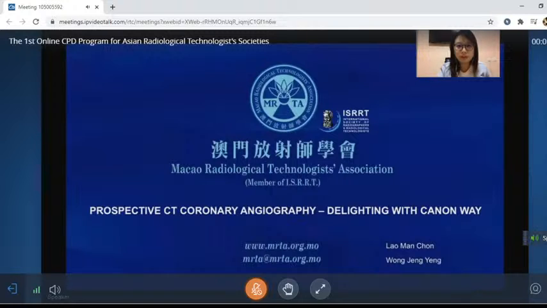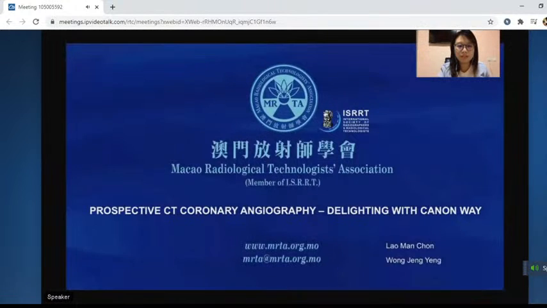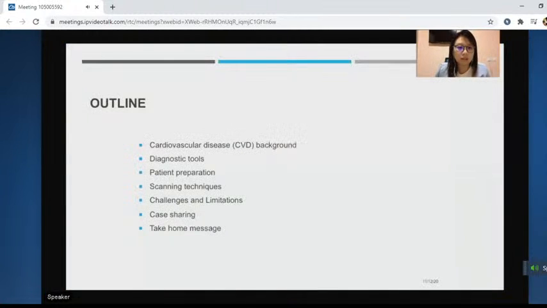Good evening, my fellow colleagues. I'm Jeng Yeng. Today we'll be talking about prospective CT coronary angiography. This is my outline. We'll briefly go through cardiovascular disease, diagnostic tools, focus more on patient preparation, scanning techniques, challenges and limitations, and last will be our case sharing.